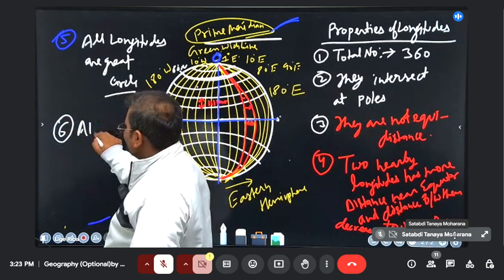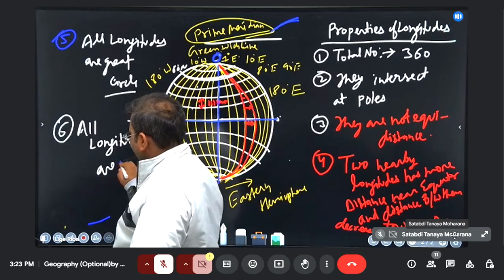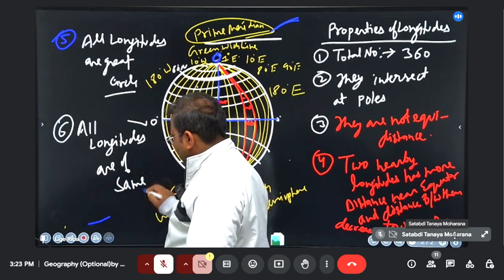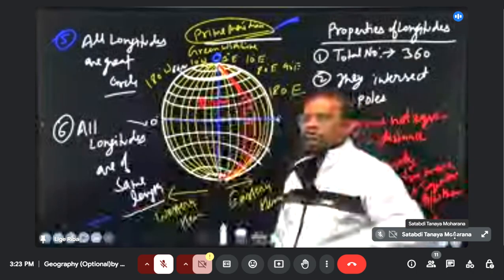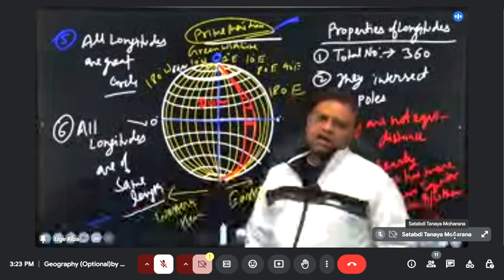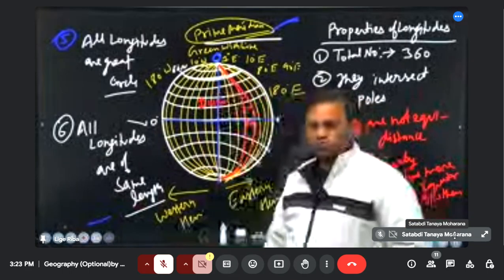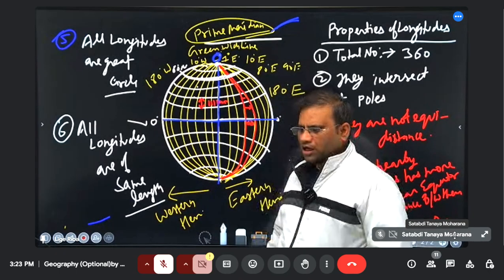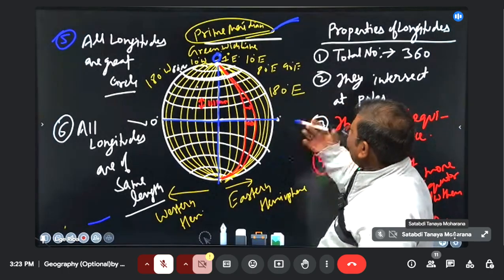All longitudes are of the same length, but latitudes are not of the same length. The equator is the largest latitude and the North Pole is the smallest one, a dot only. Okay? So that is the basic understanding of latitudes and longitudes.